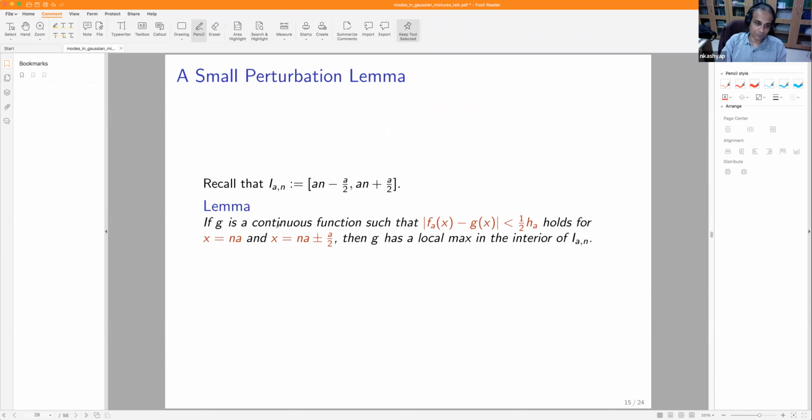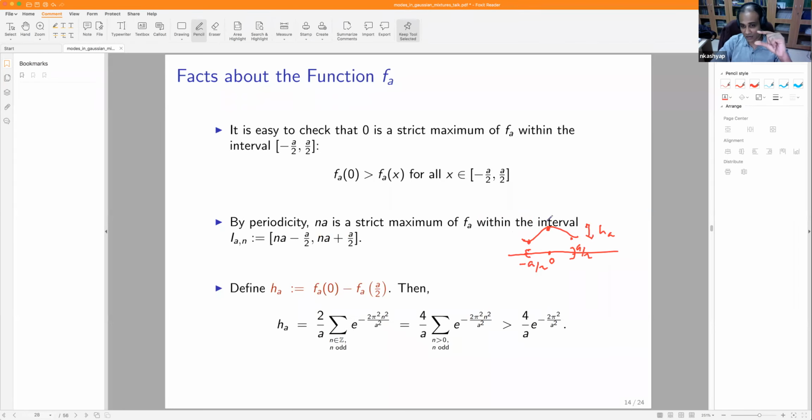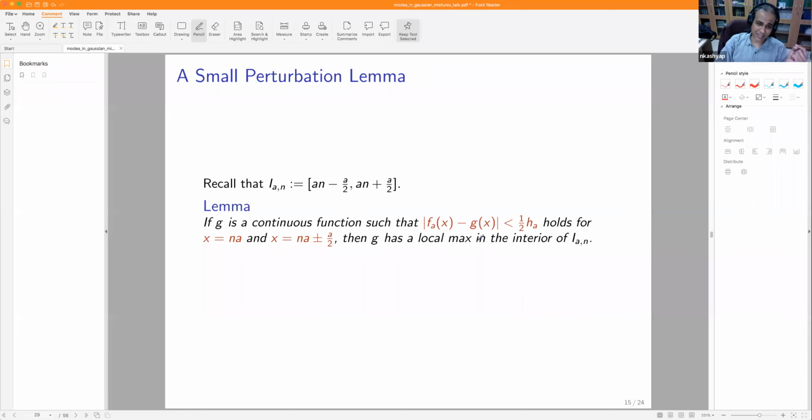So this is a small observation: if you have a continuous function g which is a small perturbation of this infinite series function fa, in the sense that the difference between fa and g is at most half the height, or really strictly less than half the height, at the endpoints of this interval and at the midpoint of this interval. But it's okay, I might as well ask for it everywhere.